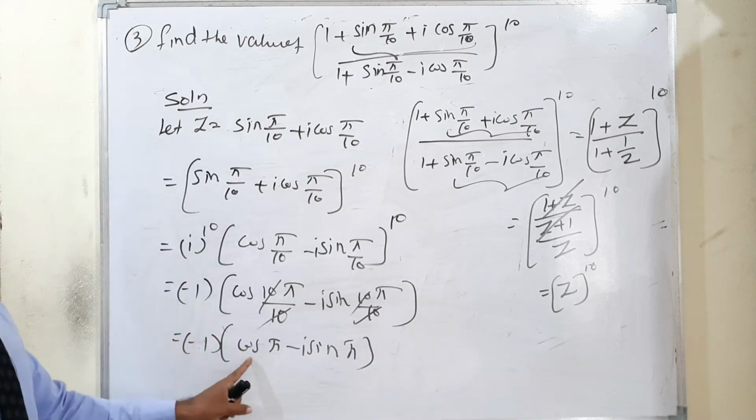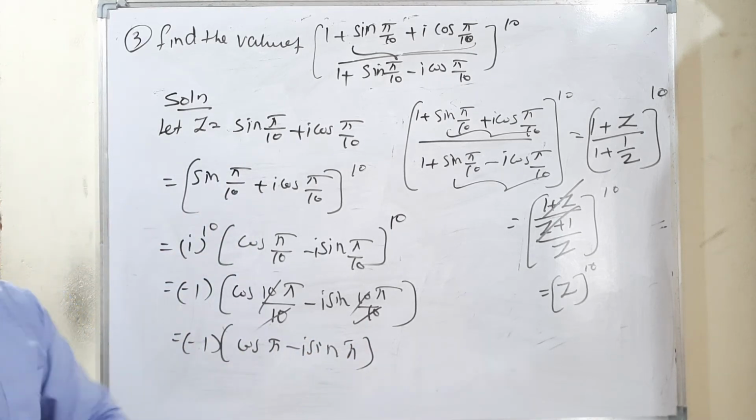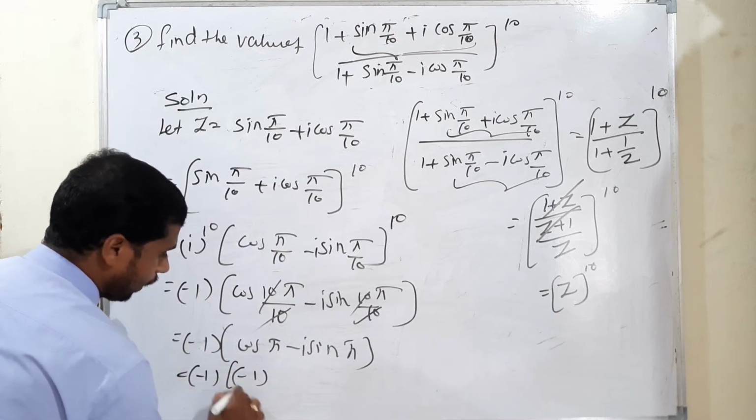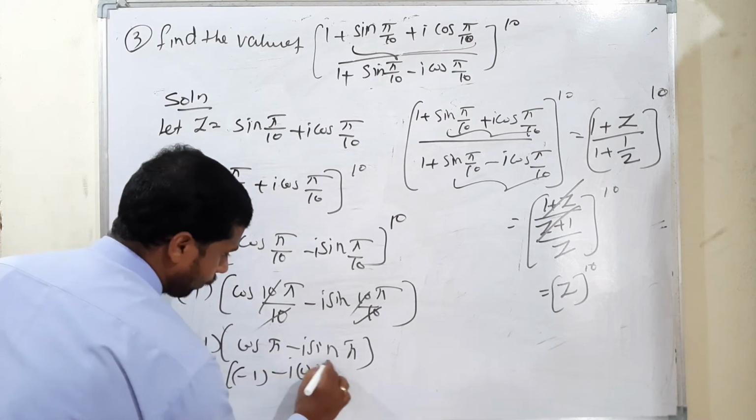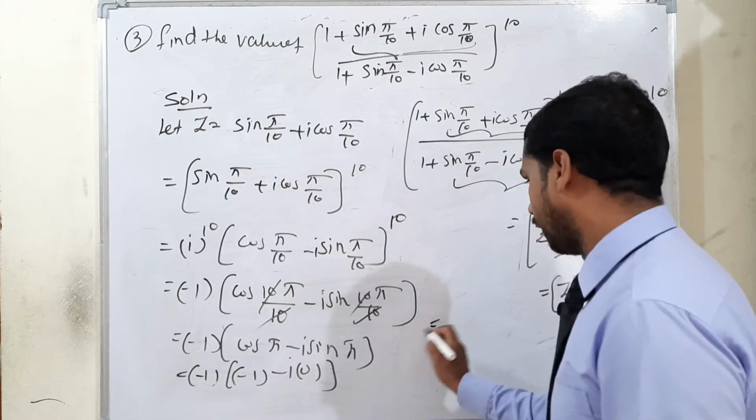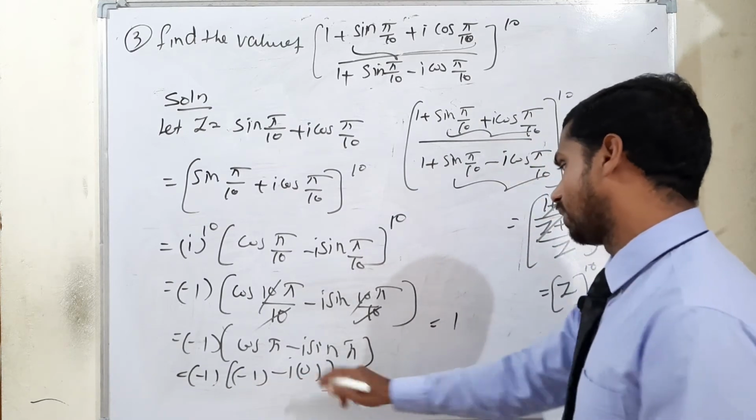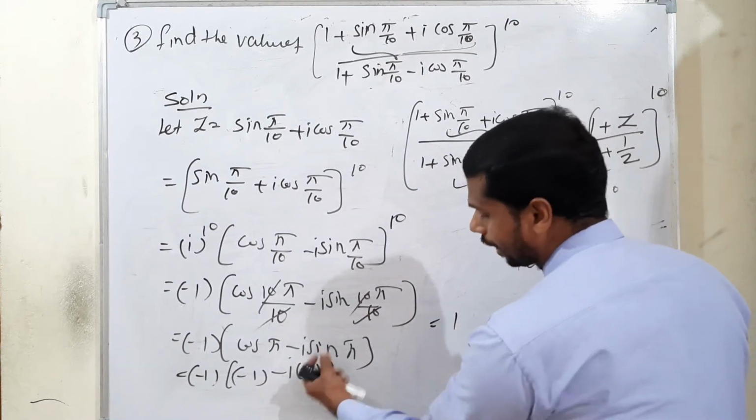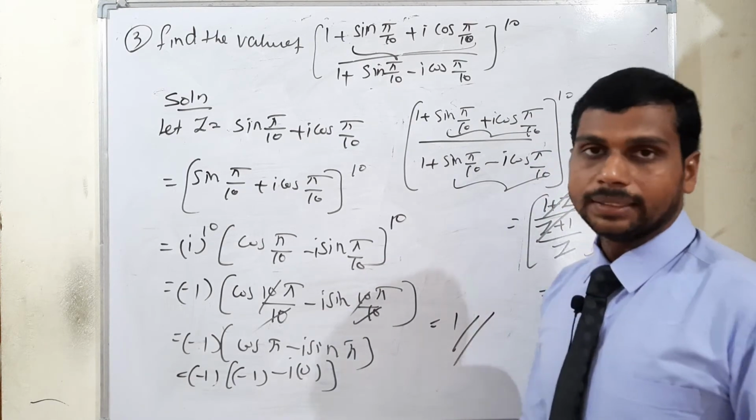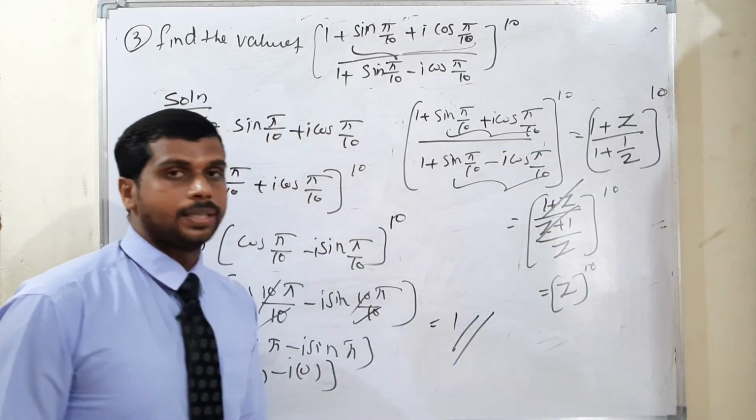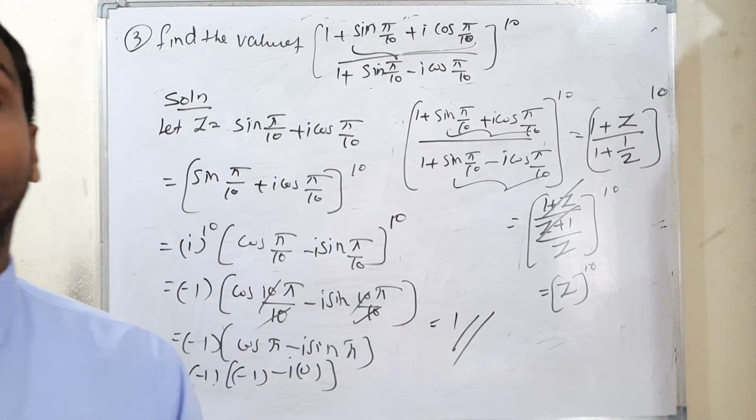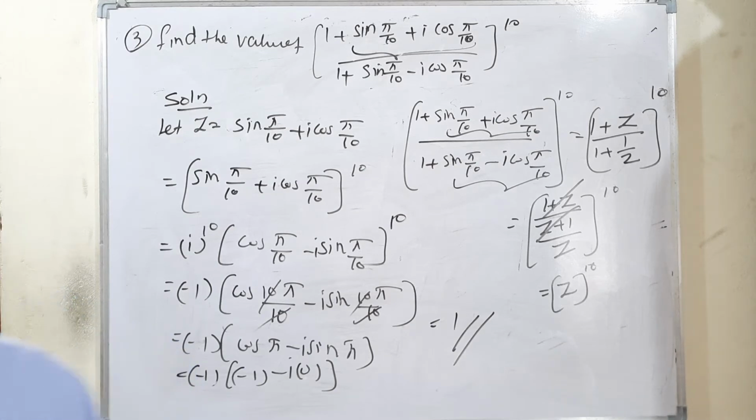Already we know cos π value will be minus 1, sin π value will be 0. So minus 1 times the cos π value minus 1, but sin π value will be 0. Therefore minus 1 times minus 1 is positive 1. The imaginary term is 0, and 0 into anything is 0. Therefore the final answer is 1. Okay, that is our final. So I will continue the next exercise, question number 4.